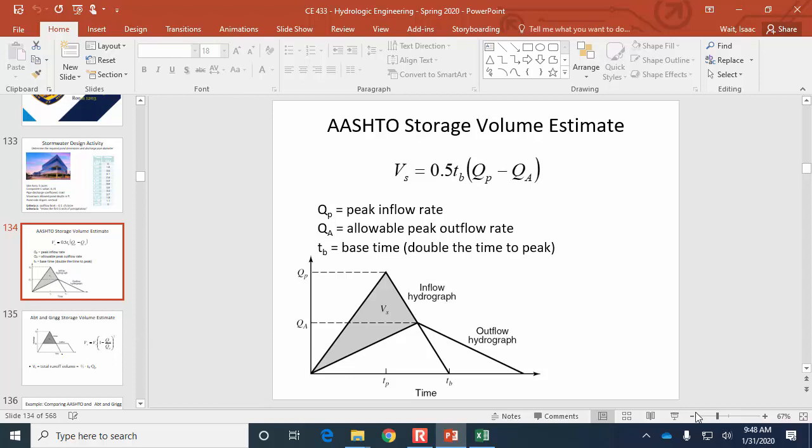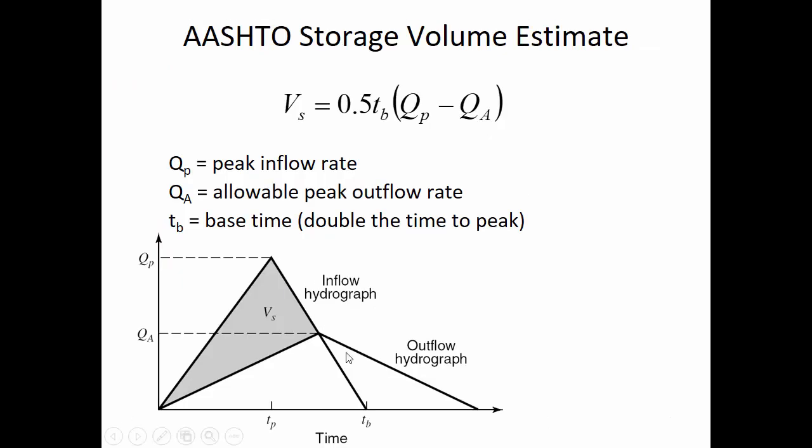And in both cases, what you're doing is calculating the volume of storage that's needed, because that's the difference between what comes in and what goes out. And so the inflow hydrograph is the one that has the higher peak and that peaks earlier. The outflow hydrograph is the one that has the lower peak and the peak is later.